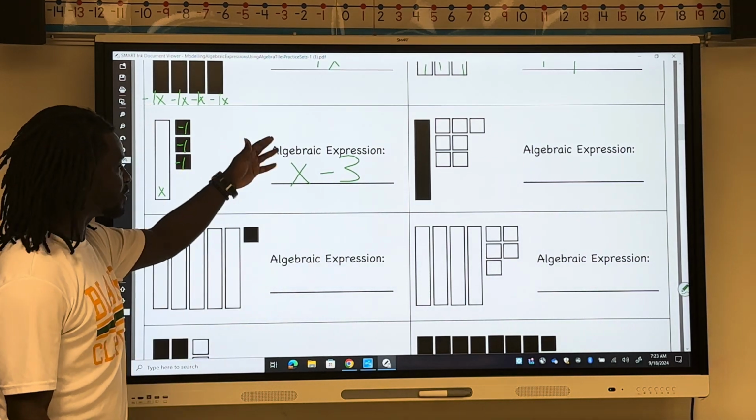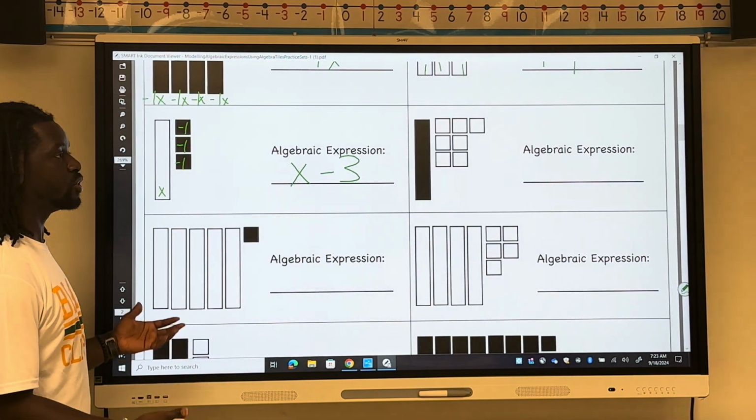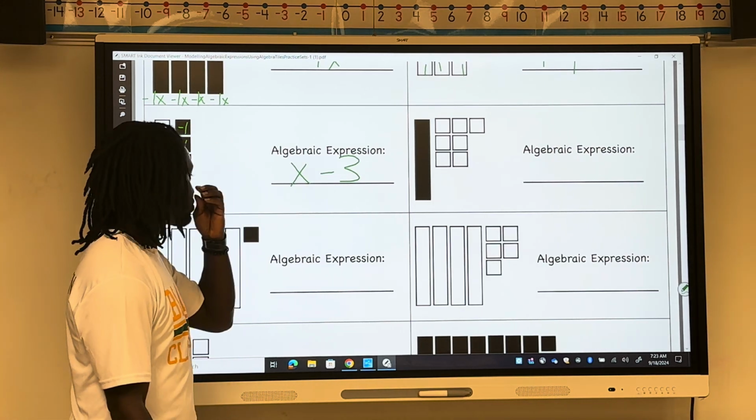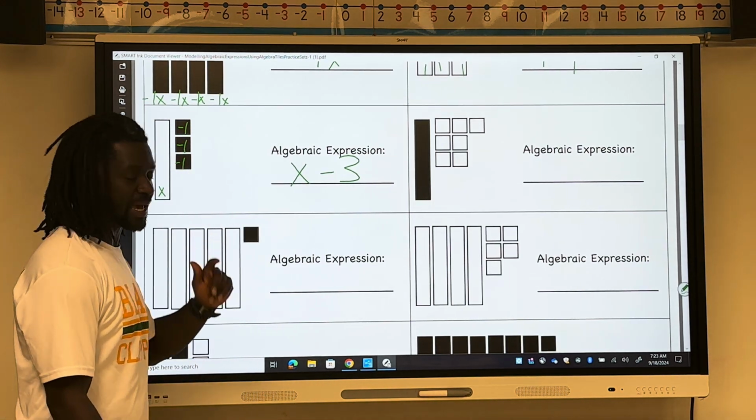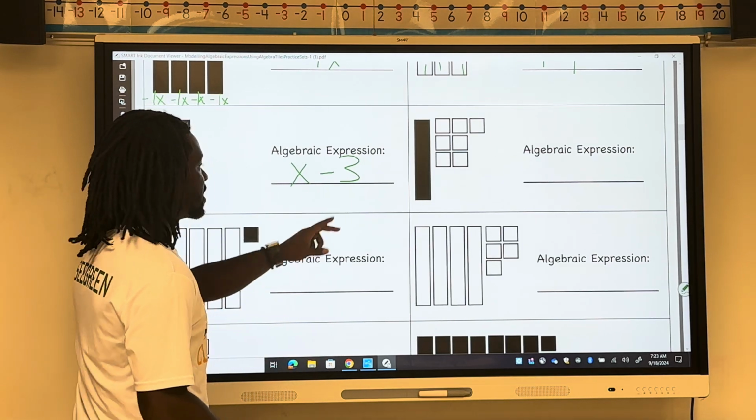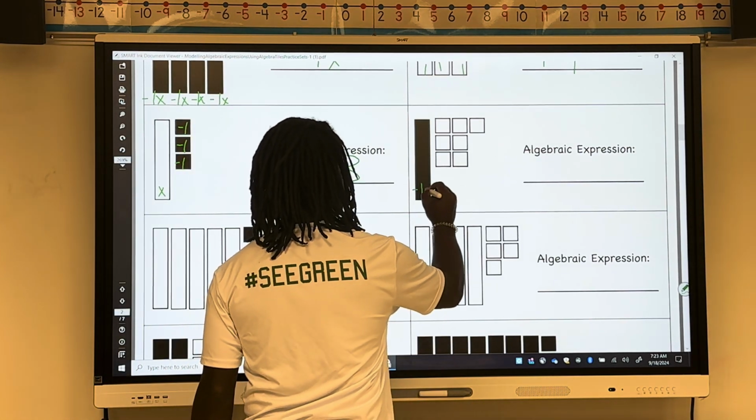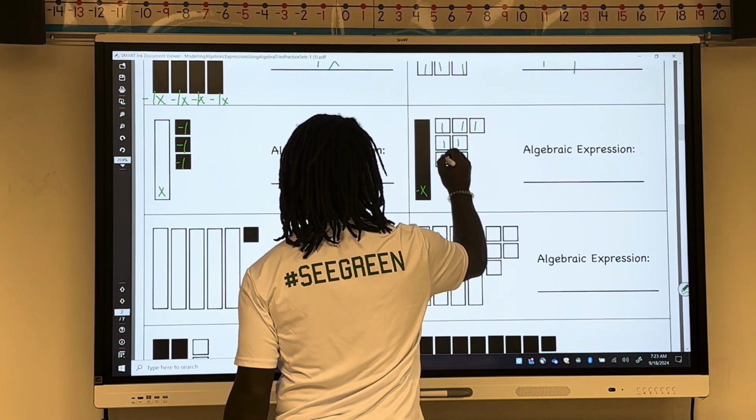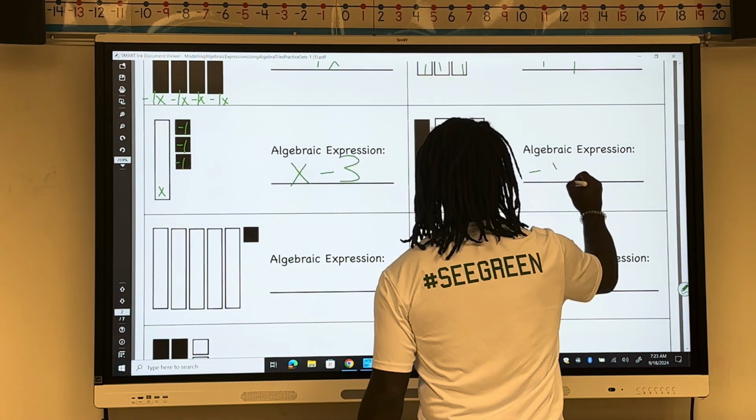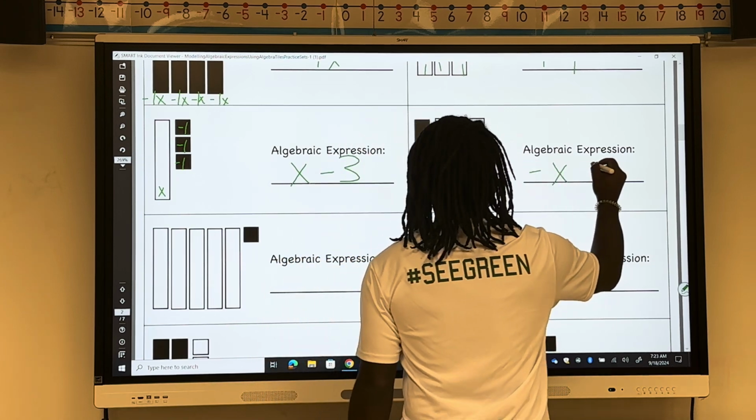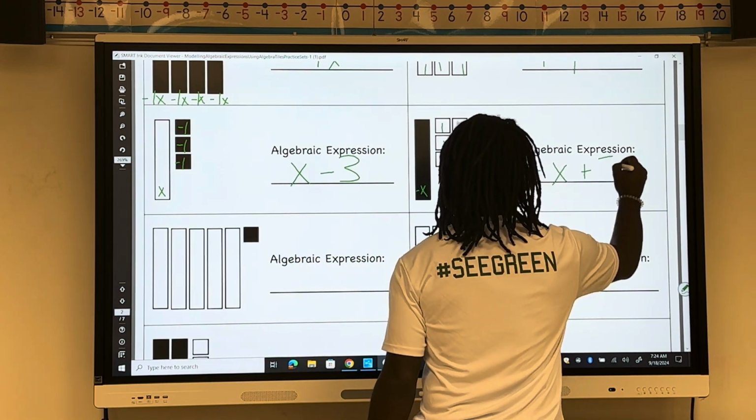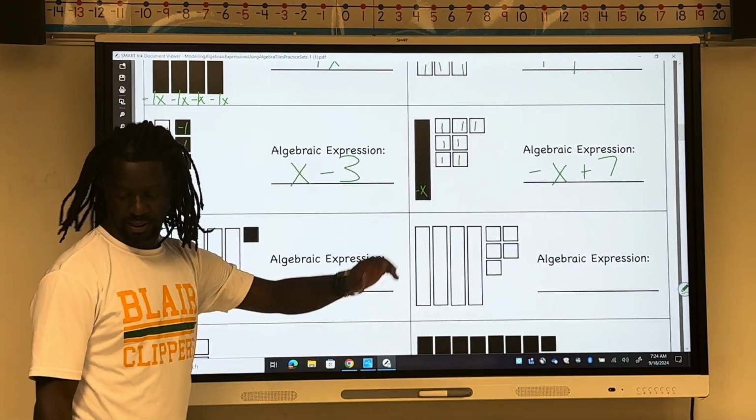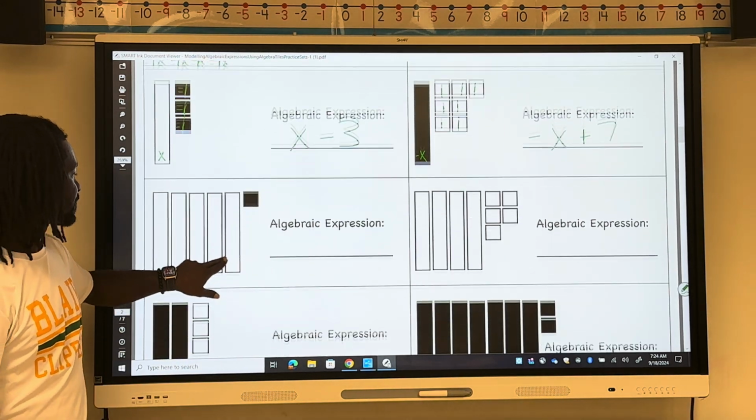If you don't have to write the 1, oftentimes, you're not going to see it, but again, we just need to understand there is a 1 there in front of it, but x minus 3, all right? Look at the next one. We got a negative x here. Then these are all 1s, all positive 1s. So we got negative x plus 7, okay?